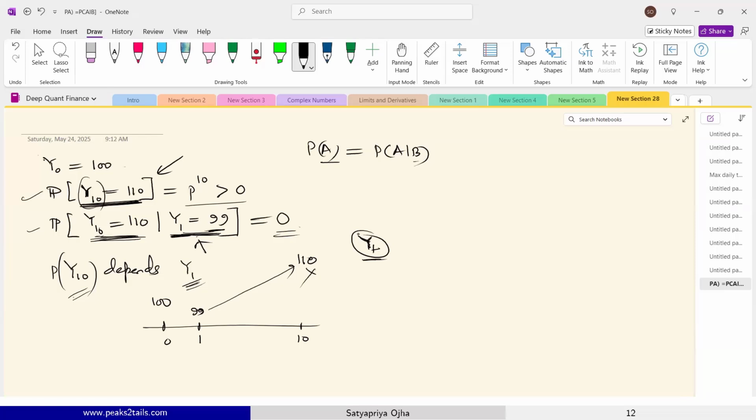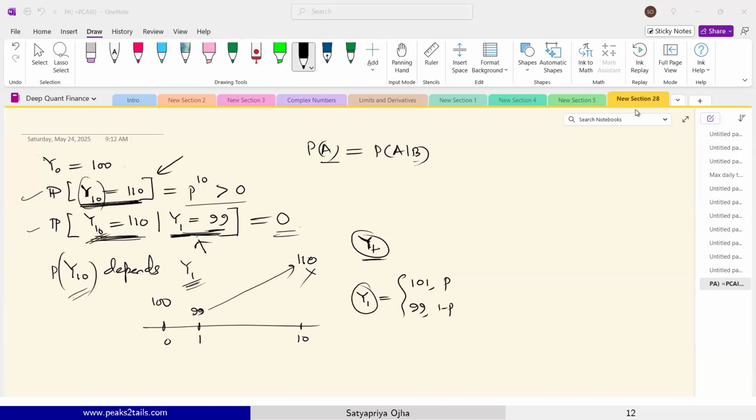And in terms of identical, you have to see the entire distribution of Y10 versus, let's say, Y1. They are very different, right? It's very easy to see the distribution of Y1, guys. Y1 can be either 101 with probability p or 99 with probability 1 minus p. This is the distribution of Y1. Y1 is a random variable. That is the stock price after 1 day. This is what it can be, correct?